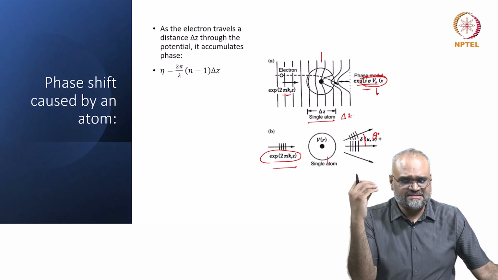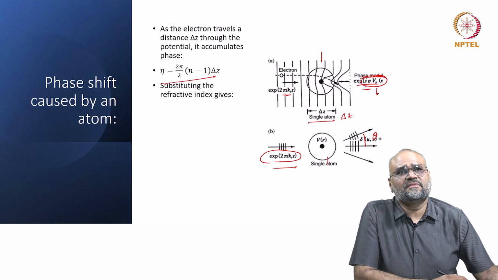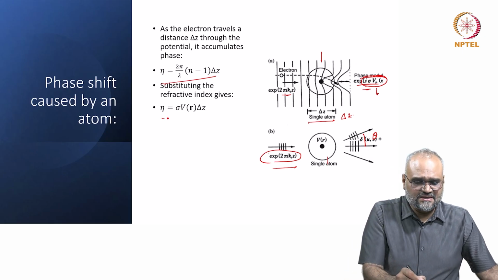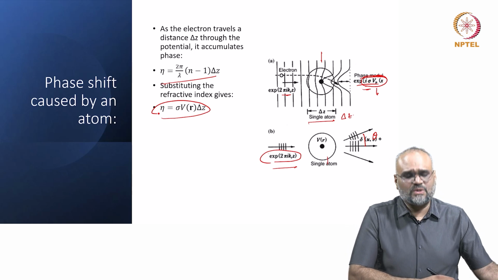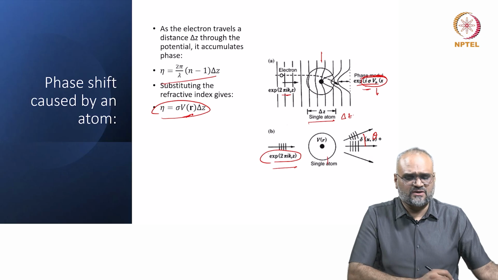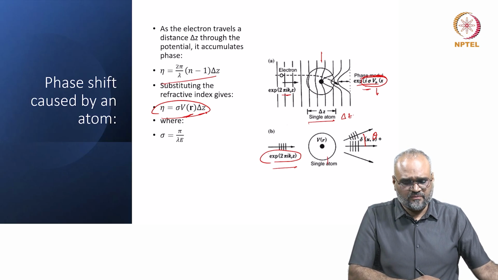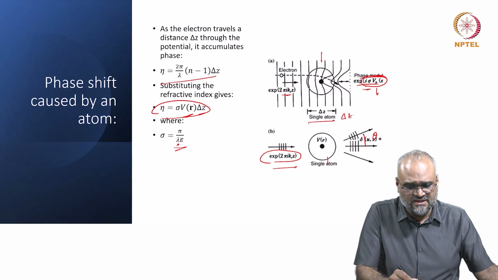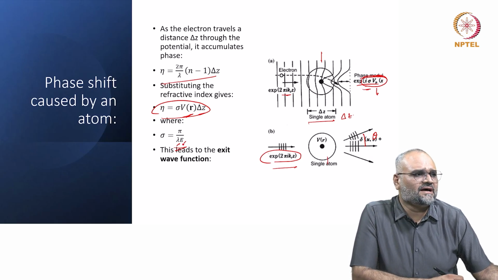the phase shift it is inducing can be accounted for in terms of a value like this, and if you substitute this value for the refractive index, you get an expression over here, which is eta is sigma times V(r) over delta z. So this is your electrostatic potential, and here is your thickness term. Sigma is actually written as pi over lambda, which is your wavelength, and E is the energy at which the electron beam is propagating, and this leads to what is called the exit wave function.